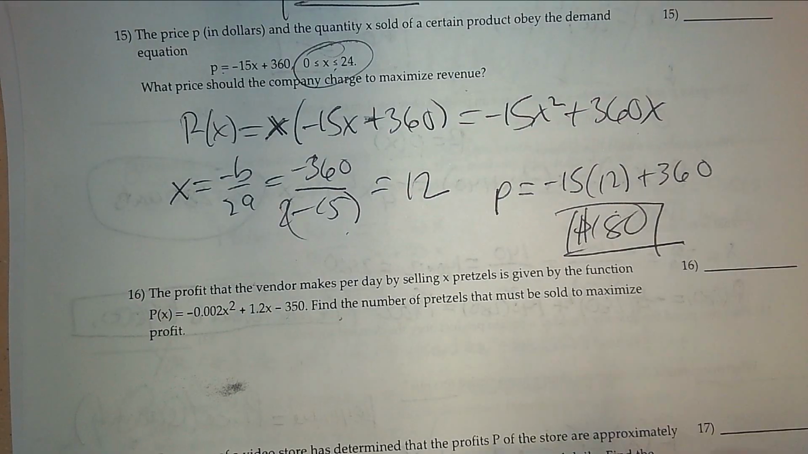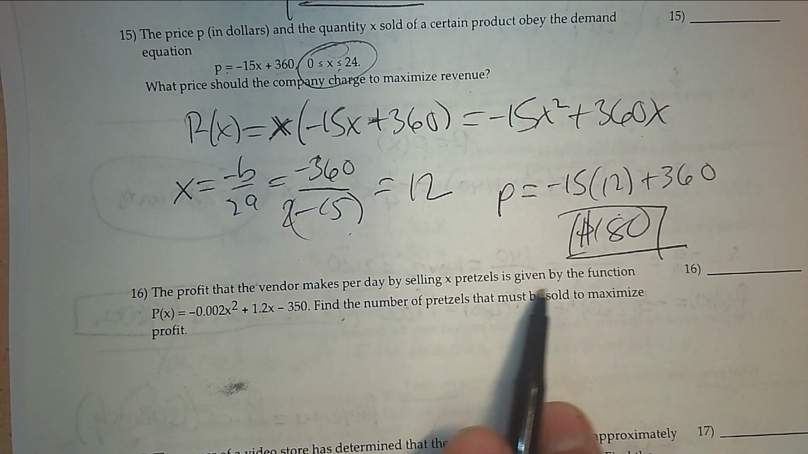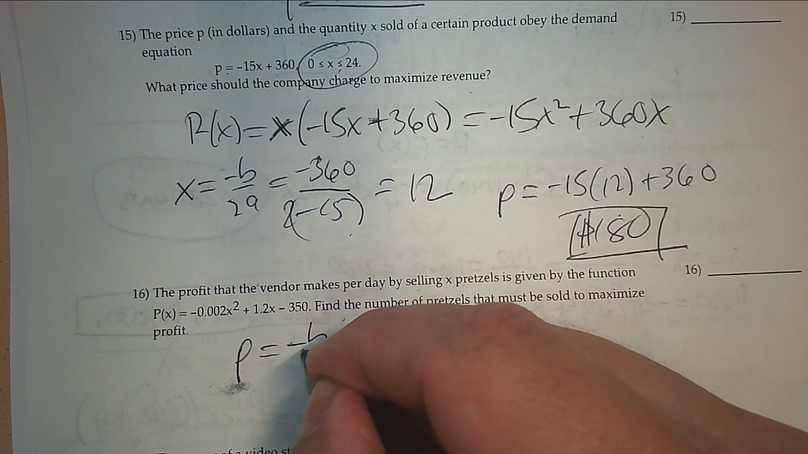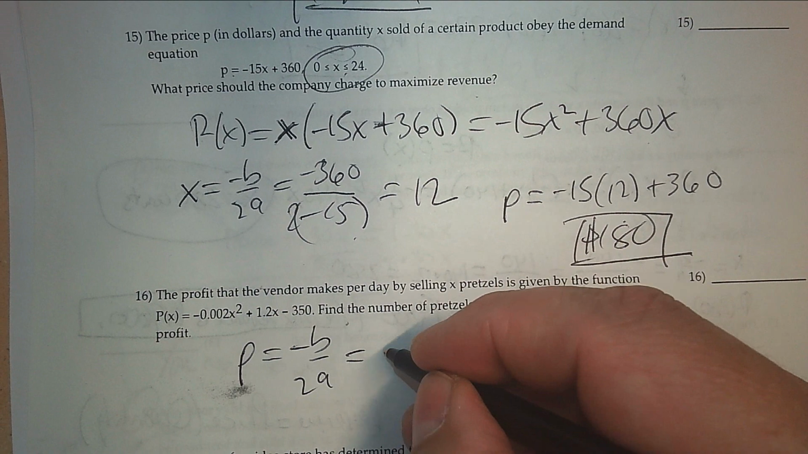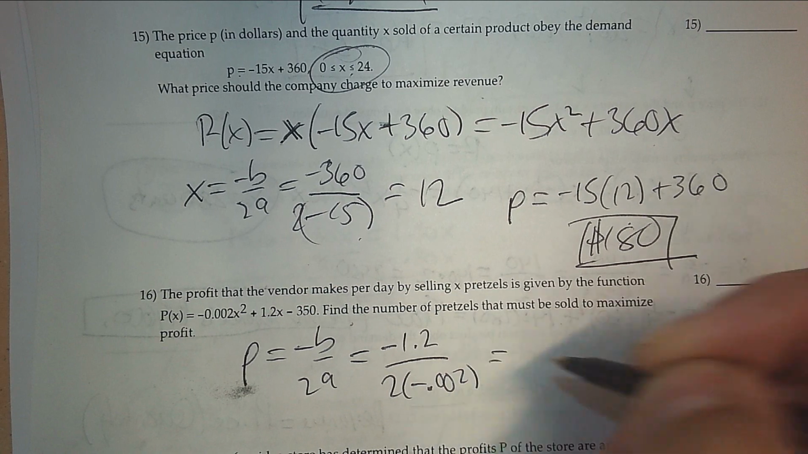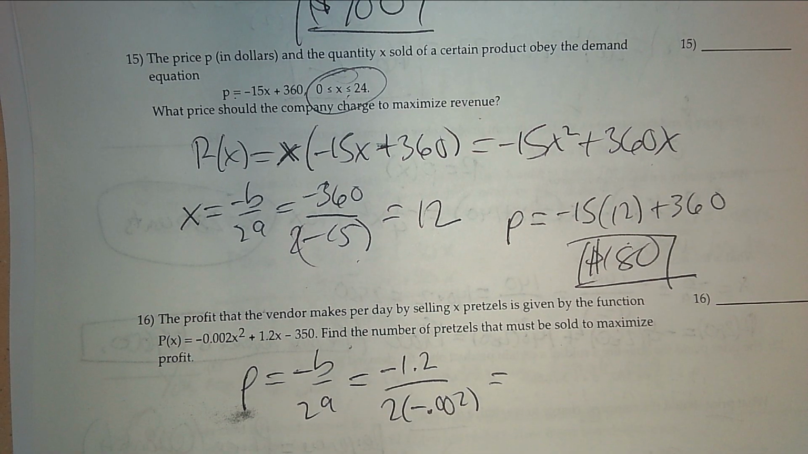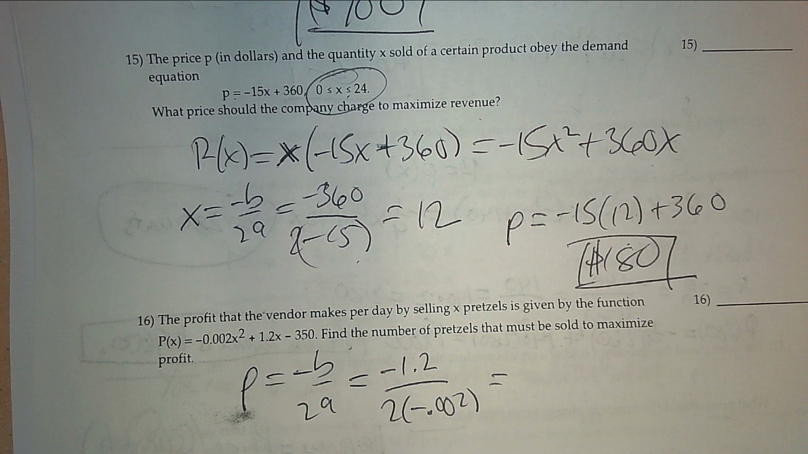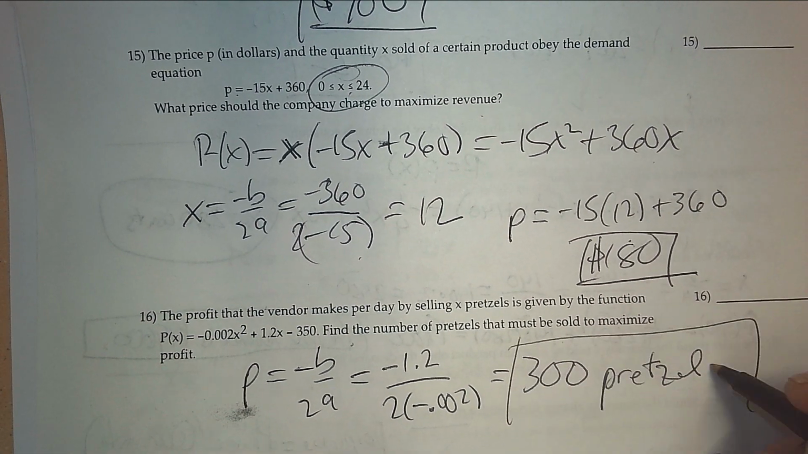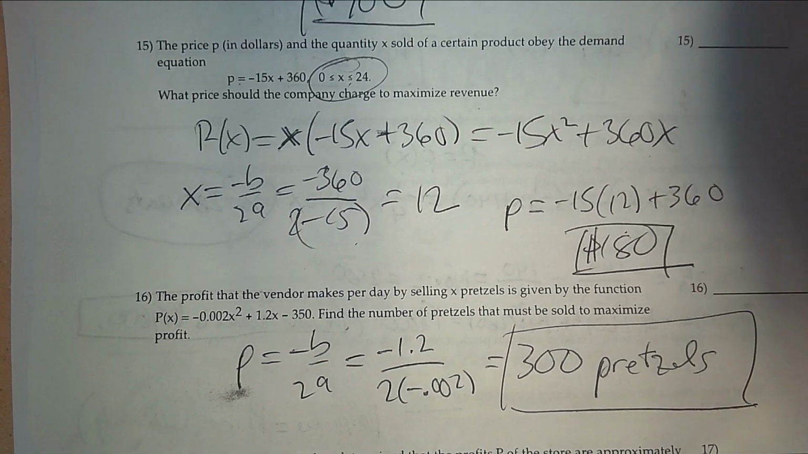Number 16. The profit that the vendor makes by selling pretzels is given by this function. Find the number of pretzels that must be sold to maximize profit. So that's simply negative b over 2a, and you're given the equation you need, so just use it. So negative 1.2 over 2 and then negative 0.002. And that's what it's asking, how many pretzels? So the answer is 300 pretzels need to be sold to maximize profit.